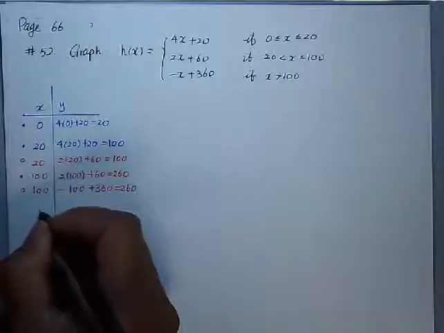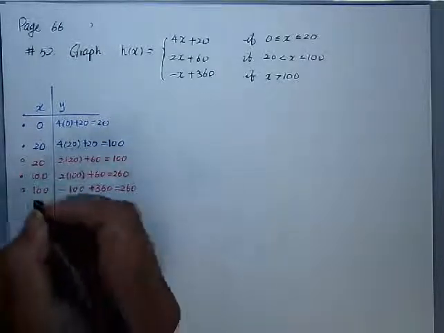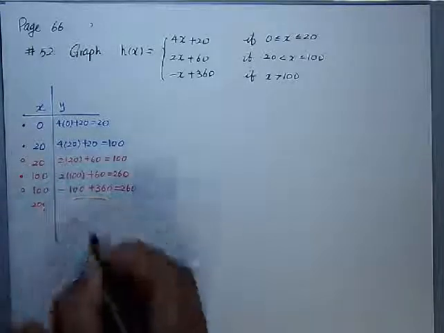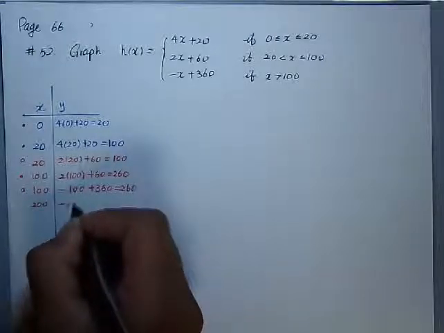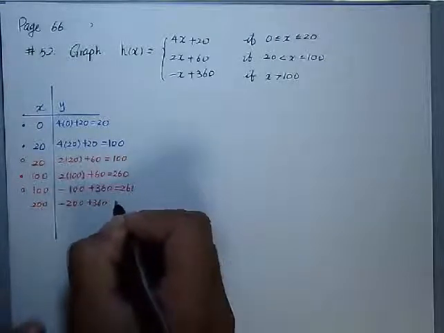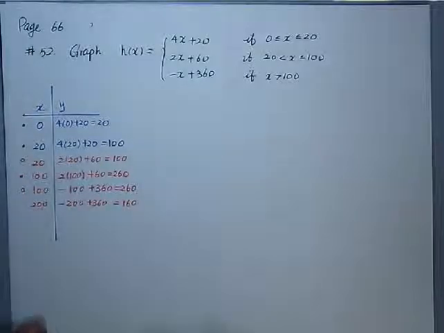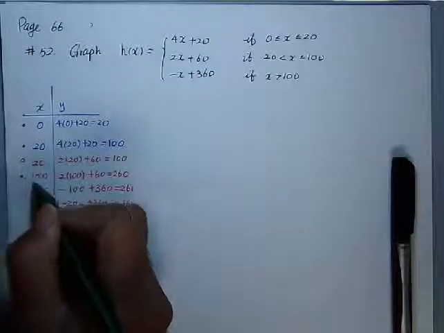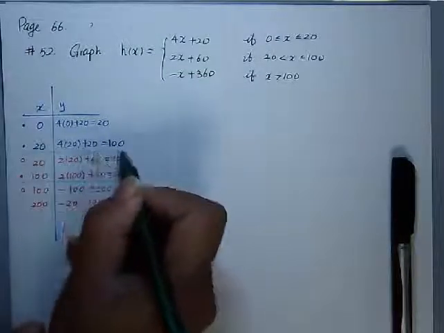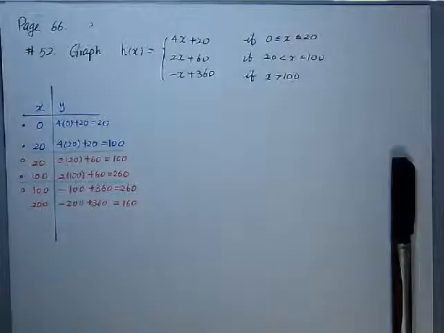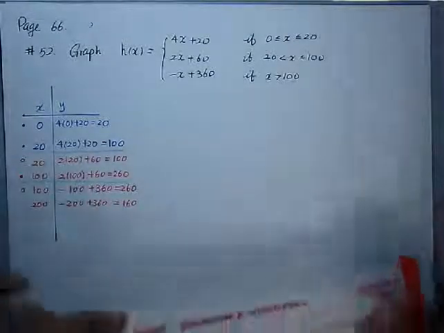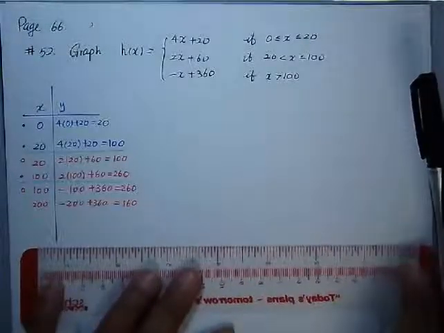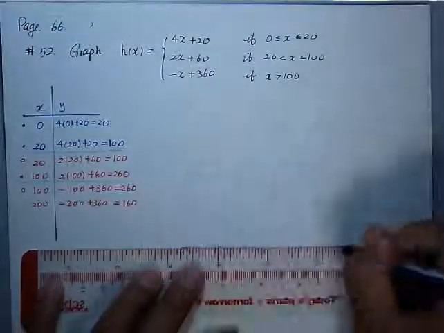And how about I'm going to use x equal to 200. Okay. And that will be negative 200 plus 360 equals 160. Okay. So that is the third piece. 1, 2, 3 for these pieces. I'm going to graph these functions. Hopefully I can arrange the x and y coordinates in a smart way.